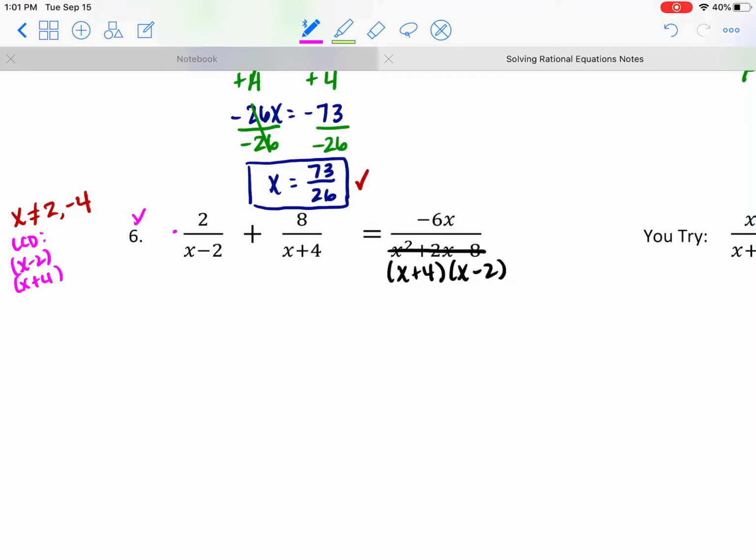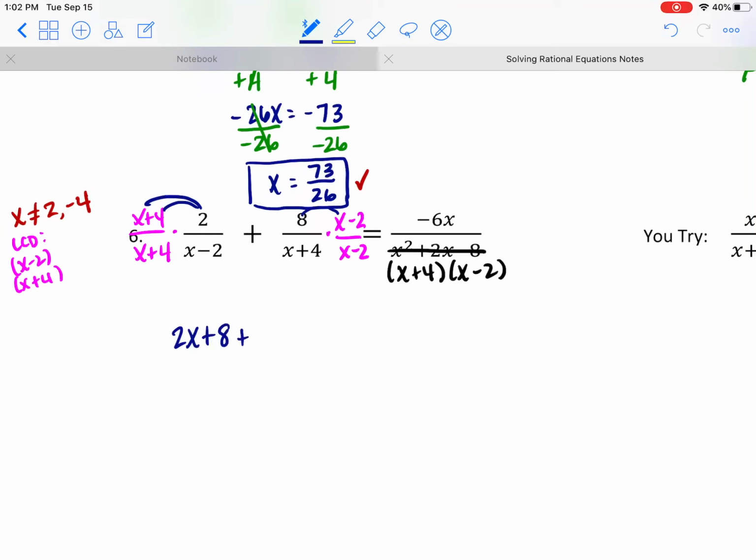So the first fraction needs to be multiplied by the x plus 4. Second one needs the x minus 2. And the last one is good. Okay, now all of those denominators match. They've all got both binomials. So now we can solve using just our numerators. So 2x plus 8 here.